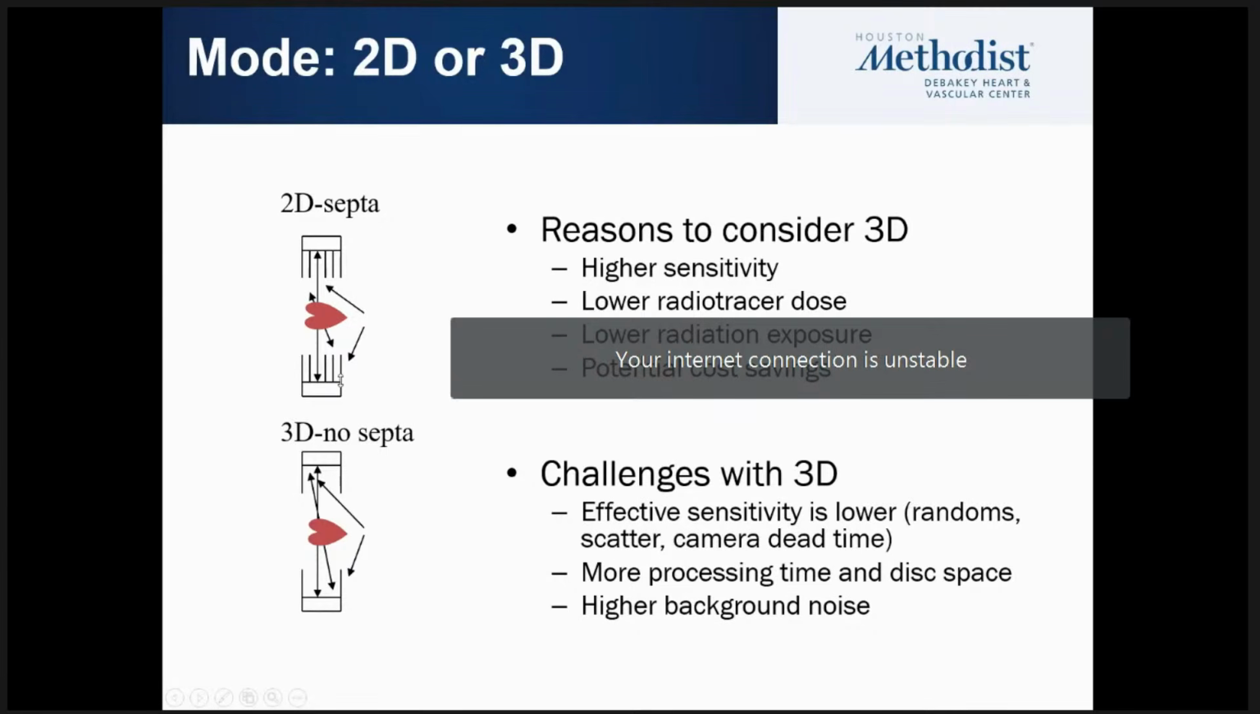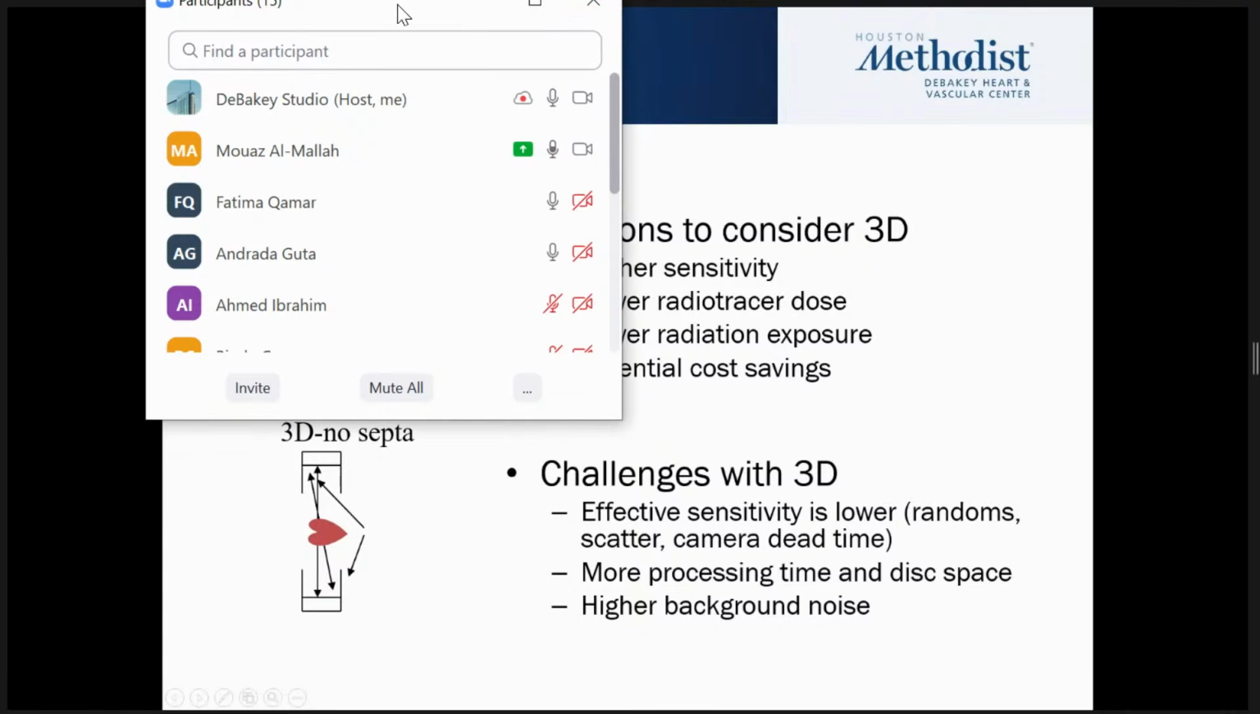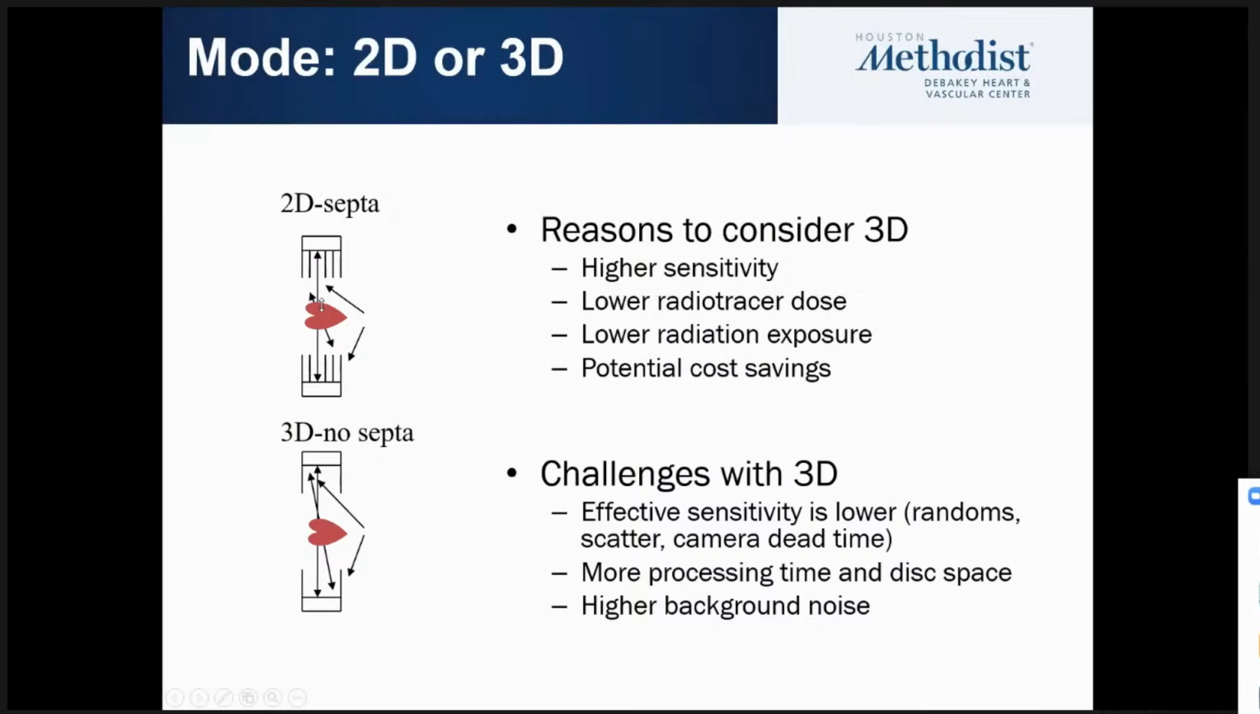So the 2D systems are not very efficient. You have to inject a lot of radiotracer, and anything that's scattered or not moving in that very straight line will not reach the detector and gets absorbed before. While in 3D, we will not have these septae.